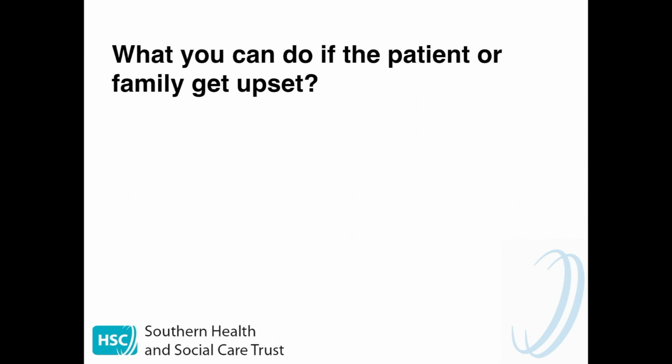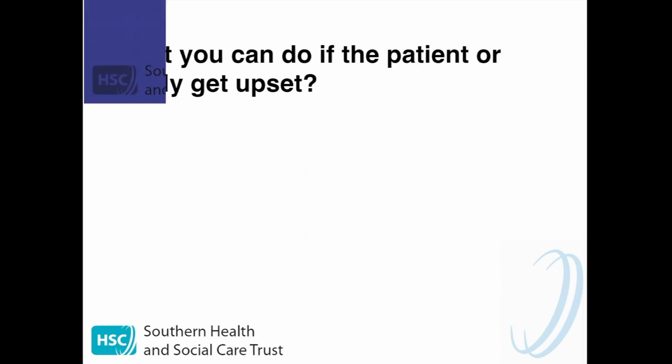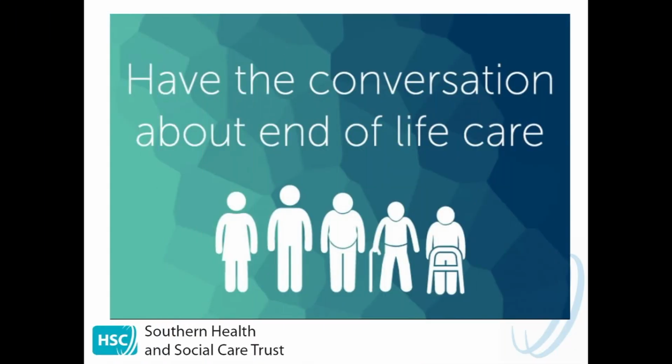Avoid clichés or platitudes, saying things like, "Everything happens for a reason, and it's God's will." This can make the person feel like their illness is their fault. Saying things like, "You're strong and you'll get through this," is equally problematic. Have the conversation about end-of-life care.